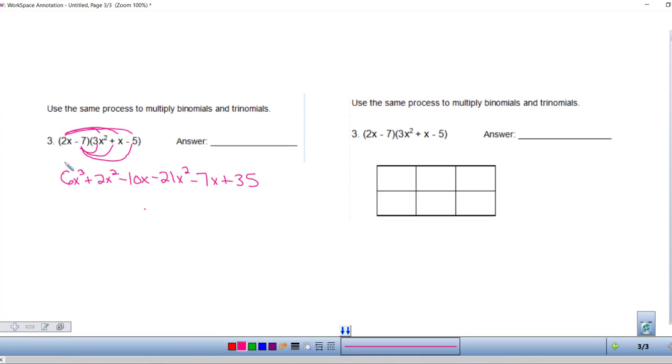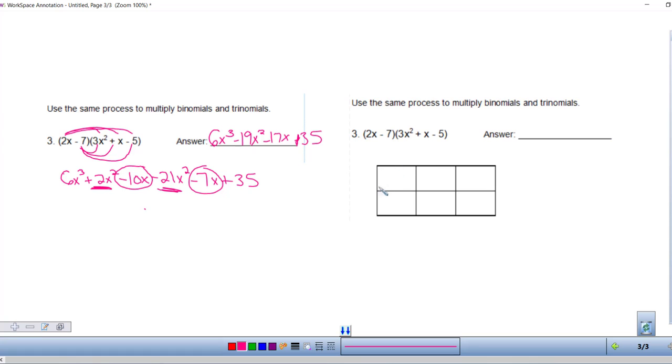Then we just need to combine like terms. 6x cubed, there's nothing that combines with that. But I do have 2x squared and negative 21x squared to get negative 19x squared. Then we have negative 10x and negative 7x, negative 17x, and I have that plus 35 at the end. Same process of distributing, it's just distributing a little bit extra.